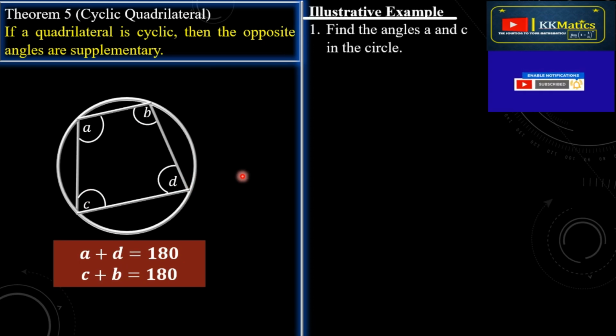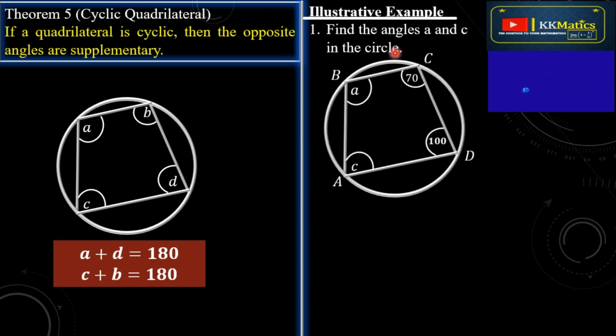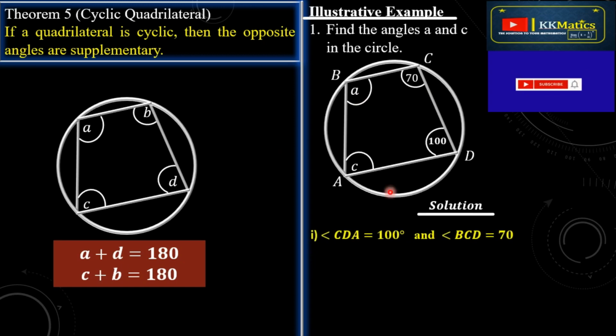We are to find the angles A and C in the circle. With this question and figure we have here, we use theorem 5 to find the solution. Angle CDA is 100 degrees, and angle BCD is 70 degrees. So by theorem 5, we know that the sum of angle ABC plus angle CDA equals 180.